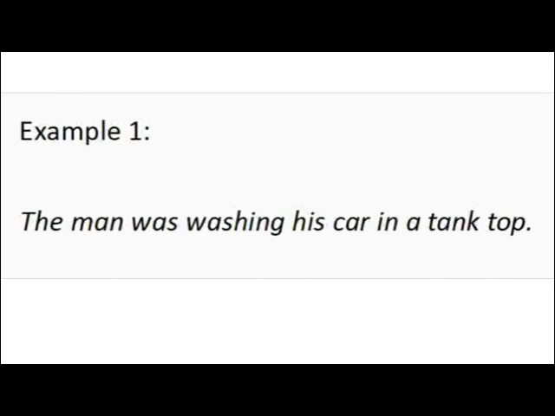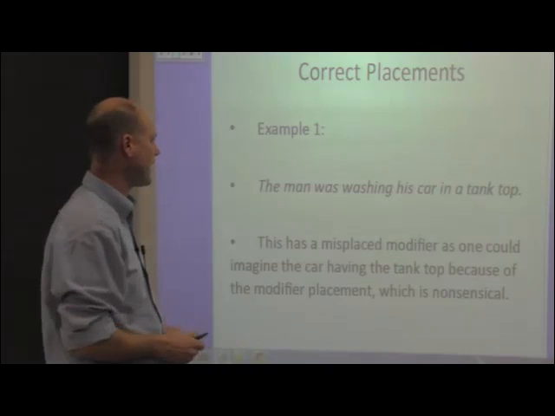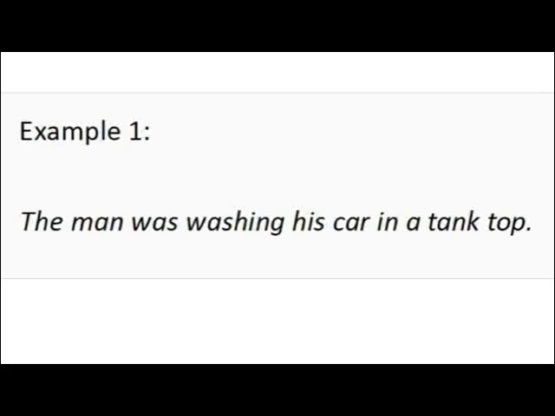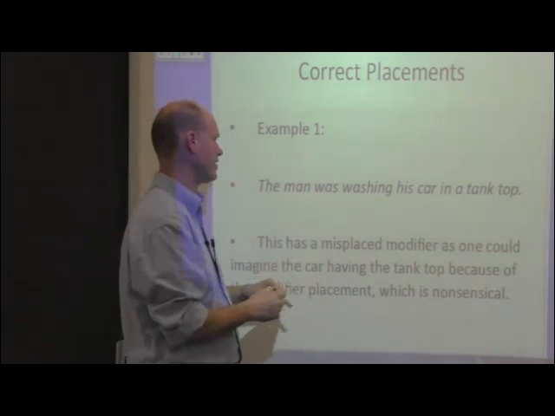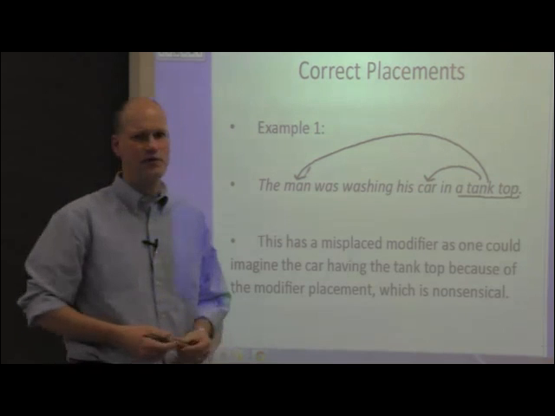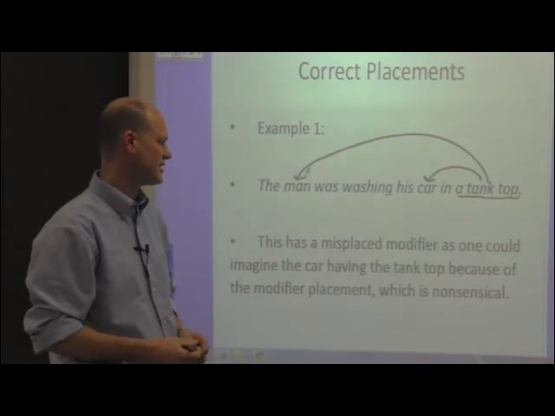Taking that sentence by itself, we can imagine a man washing his car, probably wearing a tank top. But this actually has a misplaced modifier in it, as one could also imagine the car having the tank top, because the modifier is placed in an incorrect area. If we look at it there, the man was washing his car in a tank top. In a tank top is closer to the word car than it is to the word man. Therefore, it's possible for someone to be confused as to what is actually being said in the sentence.